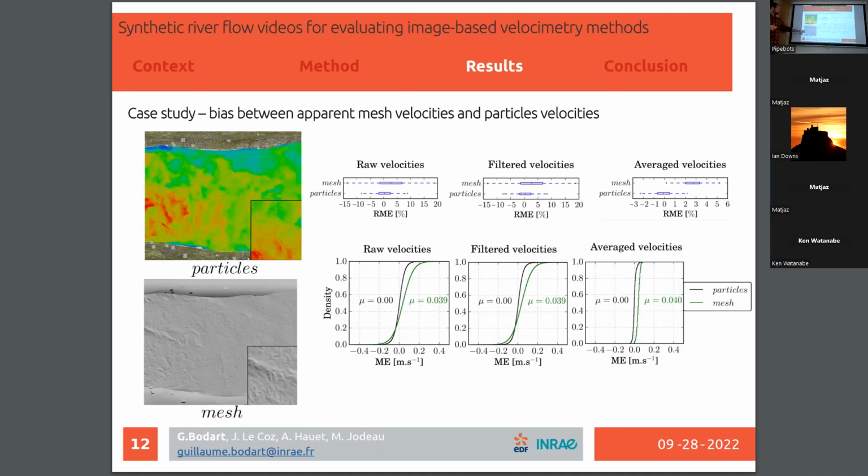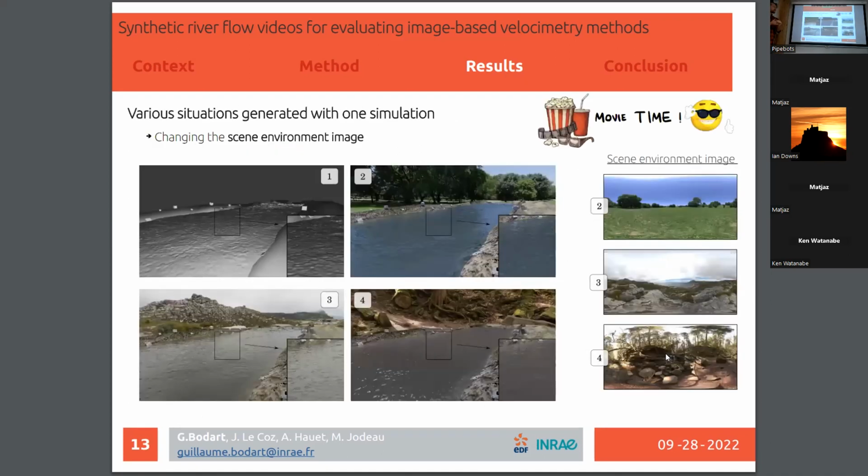Then we do the same thing, only using the mesh around the particles, and you can see that there is a little bias. This bias is about 2% on the average velocity. This is not big, but it translates the limitation that I expressed before. Next slide, please.